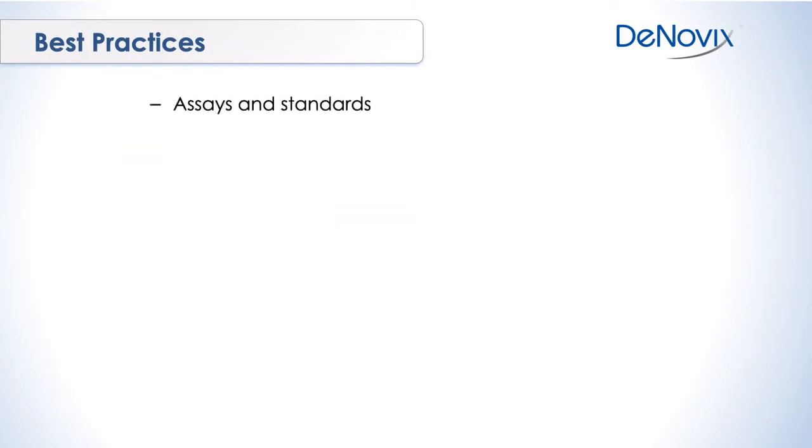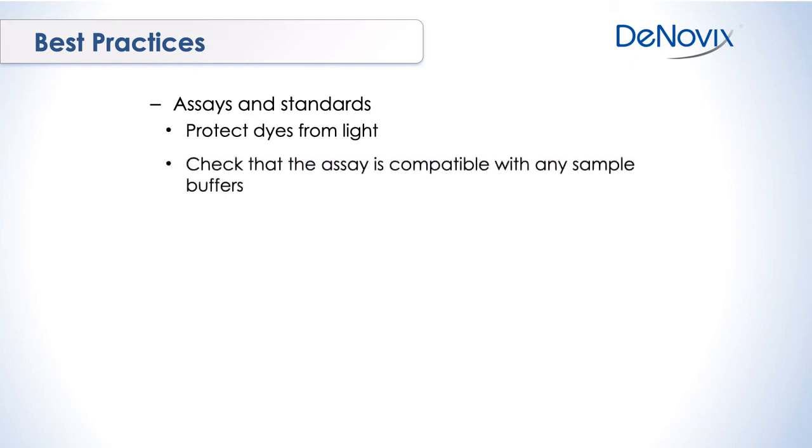So moving on from instrument choices, let's talk a little bit about assays and the standards that we need. Some of the best practices when we're dealing with assays: it's really important to know that many assays are broken down by ambient light. So you need to protect the dyes from the light when you store them, when you use them, and with any incubation times, it's a good idea to incubate these assays in the dark, so maybe in a drawer or just covered with foil. It's also worth checking that the buffers that you're using in your samples are compatible with the particular assay.